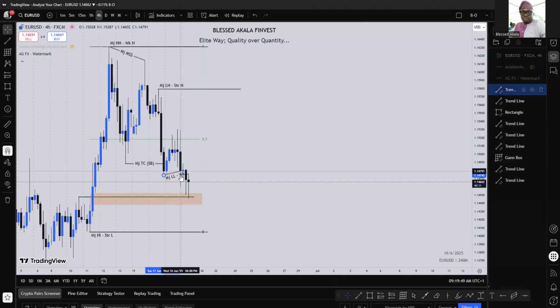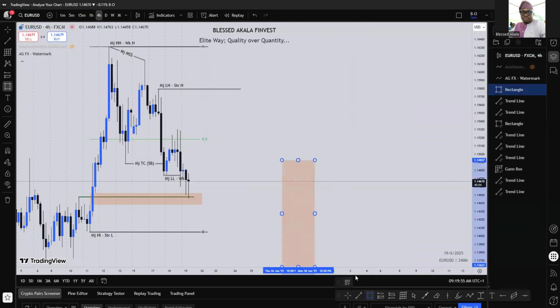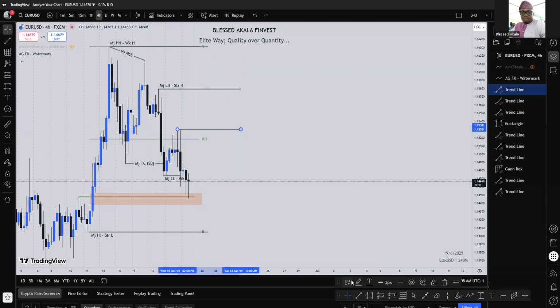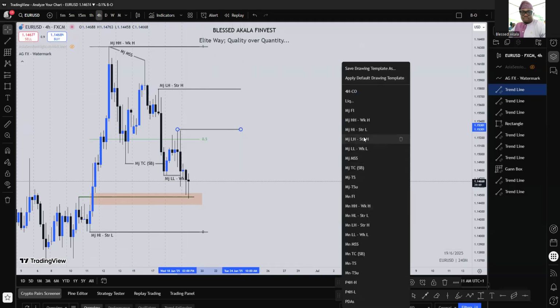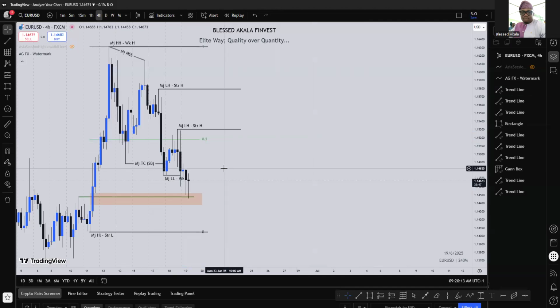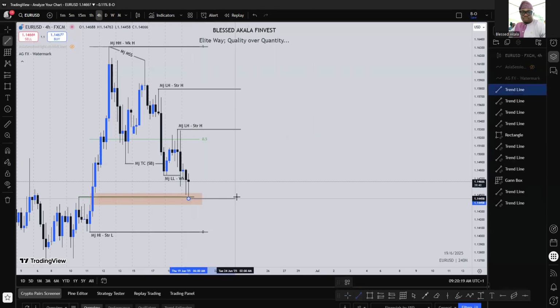Then we have this particular leg here. Nonetheless, I believe money has been transferred from this leg to this particular leg here. So we're expecting that the stronger leg will be protected no matter what. Then we can be anticipating here to be a weak low.